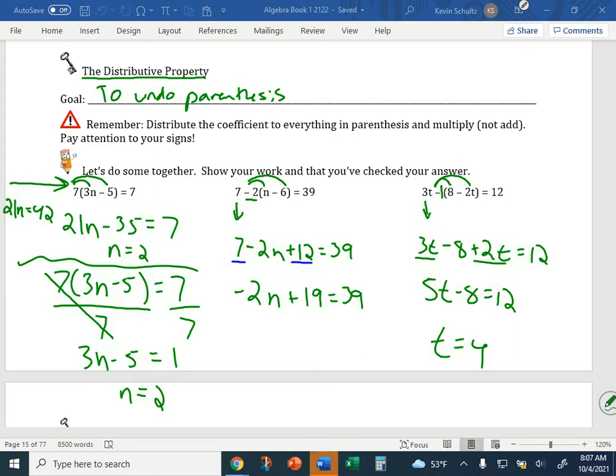You've all got very powerful calculators. You can just type this in exactly as you see it. Just replace that t with a 4. 3 times 4 minus parentheses 8 minus 2 times 4. Type it in exactly as you see it. Just replace t with a 4, and you'll get 12.